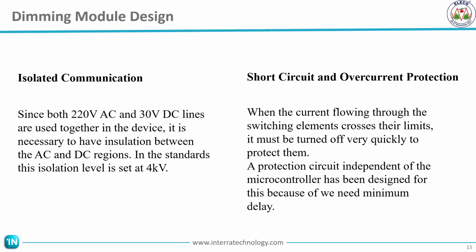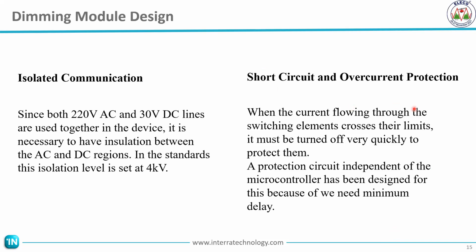We have isolated communication, as I mentioned before, between the dimming microcontroller and the main microcontroller. We need isolation because there is 220 volts AC on the dimming module and 30 volts DC lines on the main controller board. Because of this low and high voltage used together in this device, we need isolation between them for the KNX standard. In the standard, this isolation level is set at 4000 volts.